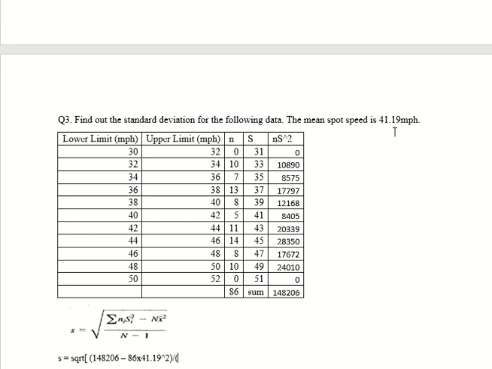Then the denominator, you have n minus 1, so n is 86, n minus 1 is 85. And then you do the square root of everything. The answer to this one is 5.19 miles per hour. You can have a little bit of difference because of rounding off or something. It's no problem. It's 5 point something.